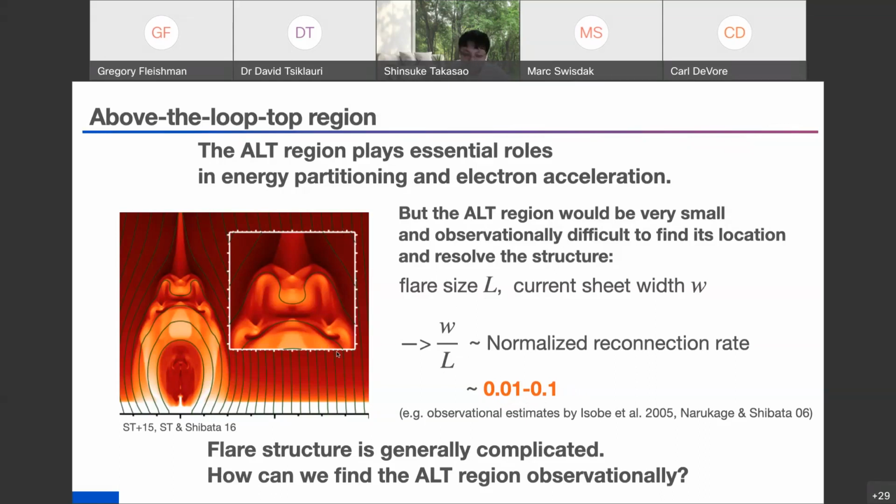We already know that the flare structure is generally very complicated, so it is difficult to find this location observationally. So how can we find the above-the-rooftop region observationally? Proposing a method to find this location is an important task for us.